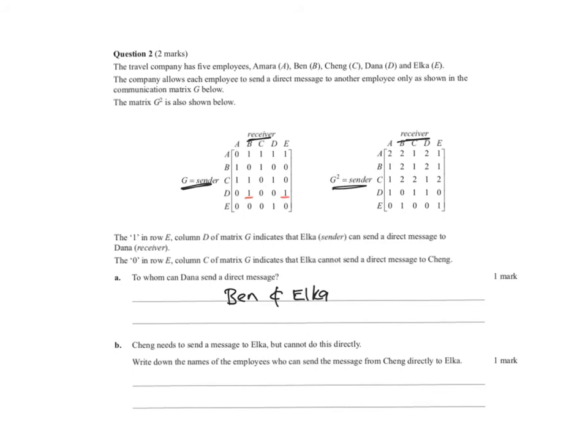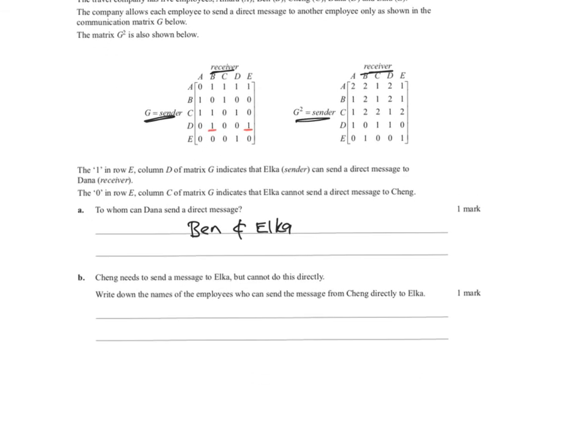Okay, question B. Cheng needs to send a message to Alka, but cannot do this directly. Write down the names of the employees who can send the message from Cheng directly to Alka. So this is two-step communication. In the two-step communication, we can see that Cheng has 2 ways of communicating with Alka via someone else. What we want to know is who those people are.